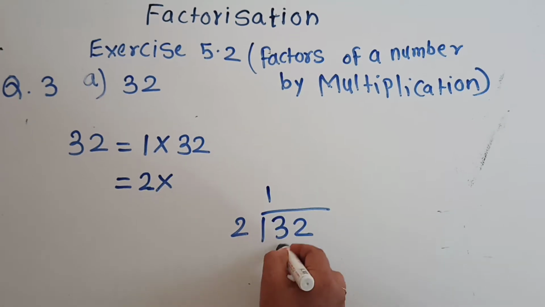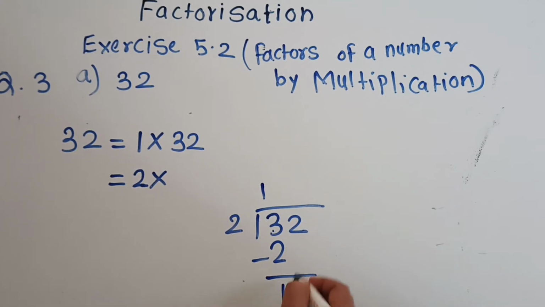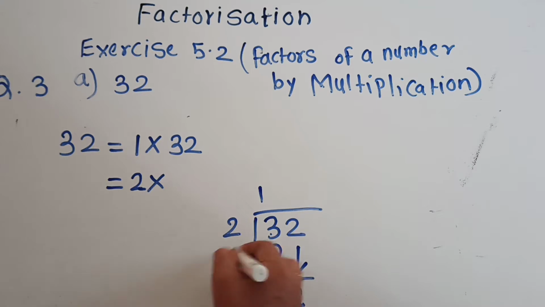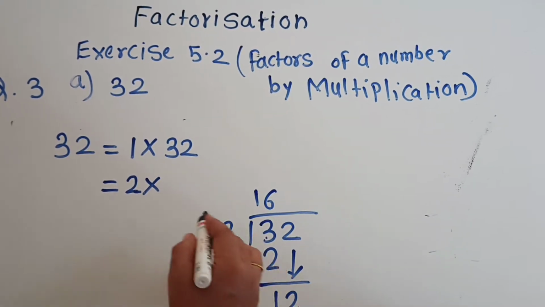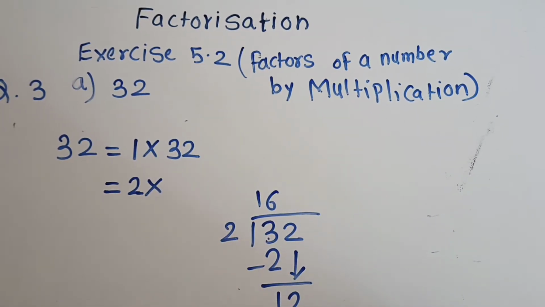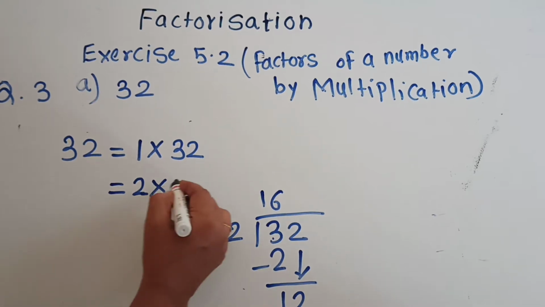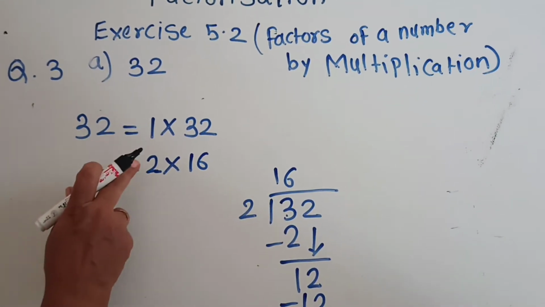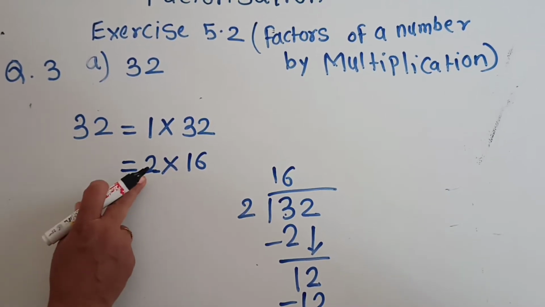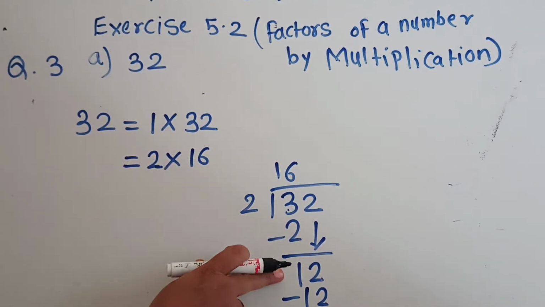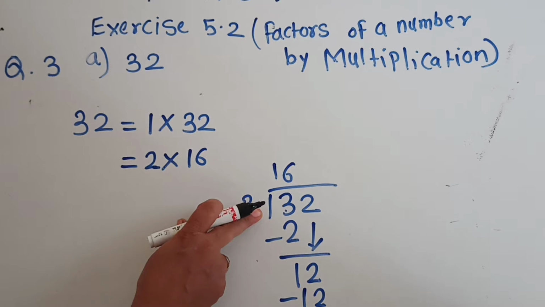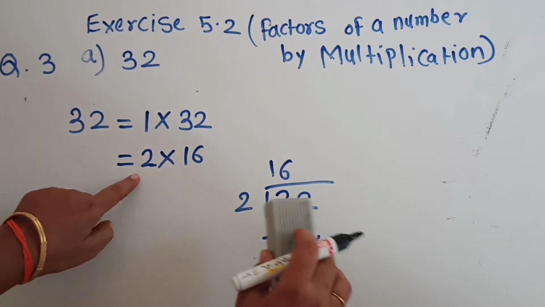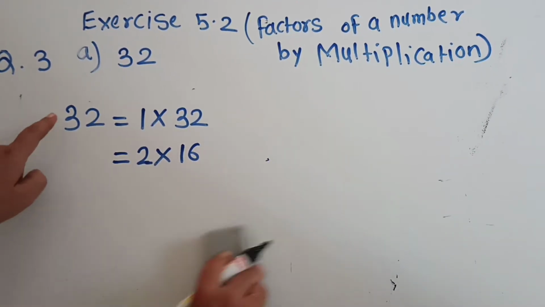2 ones are 2. 3 minus 2, 1. Take down these 2 and 2 6s are 12. Okay, look here, 12 minus 12, 0. So 2 multiplied by 16. See here children, when we find the factors by multiplication, we can take the help of division also. Okay, so 2 16s are 32.